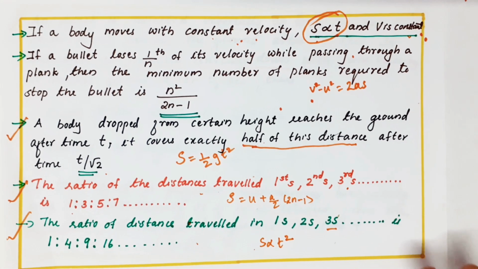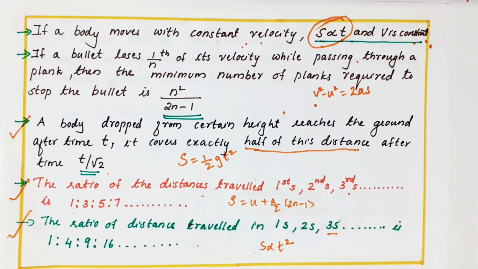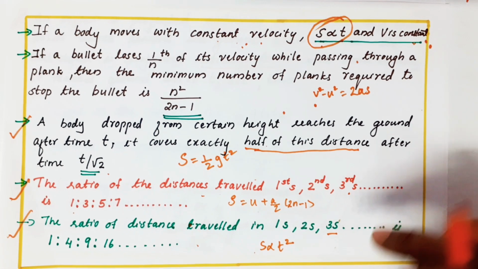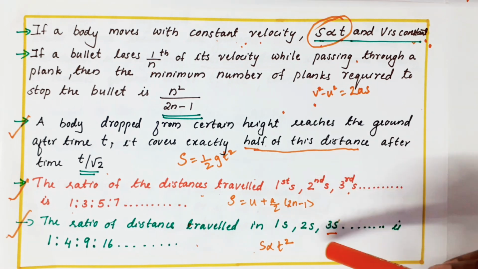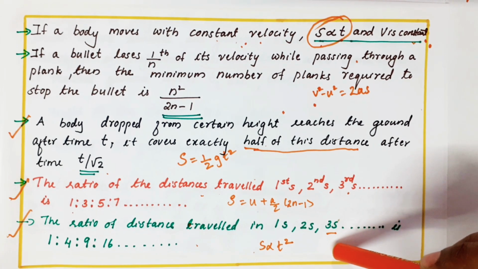Okay, these are very simple things, but you arrange them in order. So these both are ratios. This is the ratio of the distance in the first second, second second and so on. This is the ratio of the distance traveled in 1 second, 2 seconds, 3 seconds, etc.